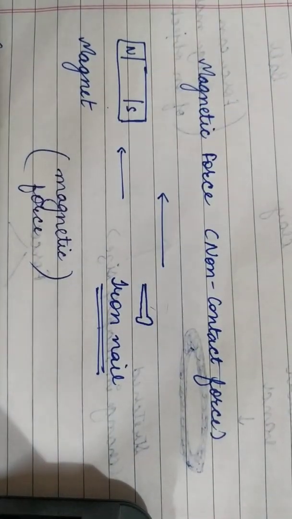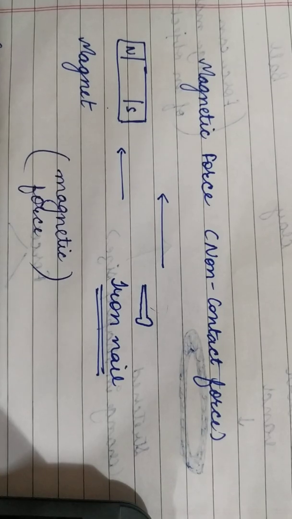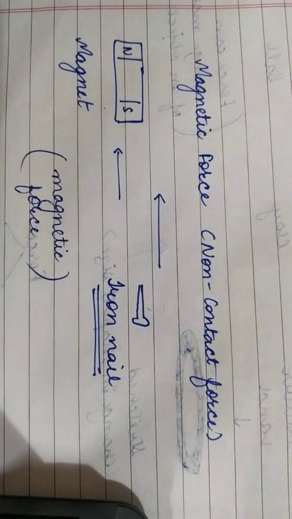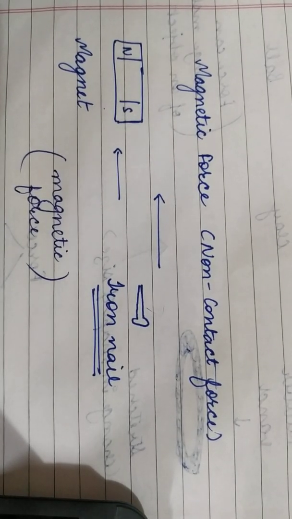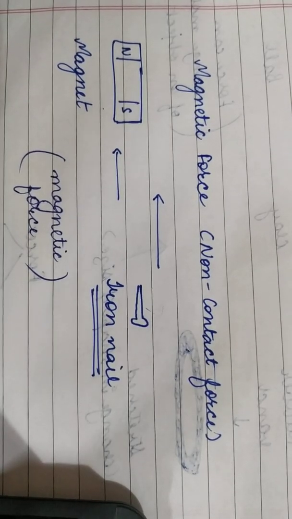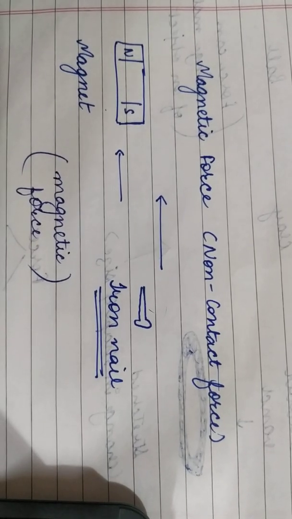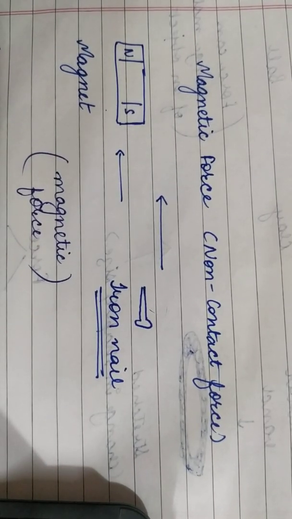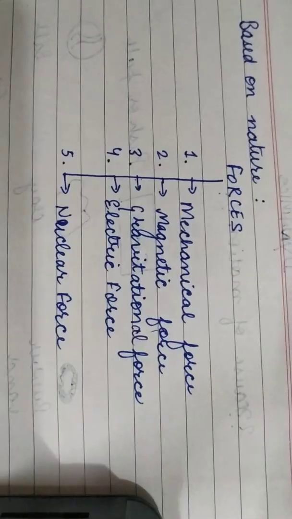Let us talk about the magnetic force. Place a small iron nail near a magnet. The iron nail moves towards the magnet. This force applied by the magnet is called the magnetic force. Magnetic force is a non-contact force, since the iron piece experiences a force though there is no physical contact.